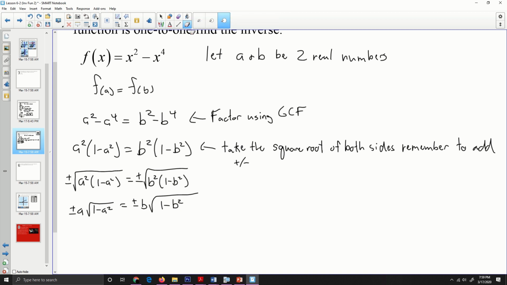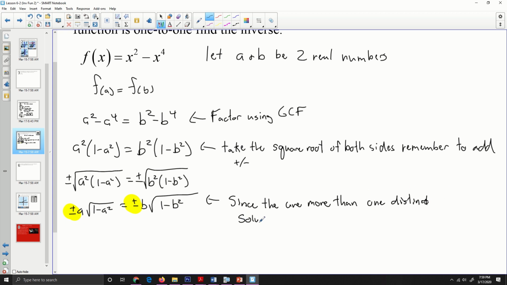All right. Now because of this plus or minus on both sides, there are more than one distinct solution for given values of A and B, so F is not 1 to 1. All right. So that is one way to do it.